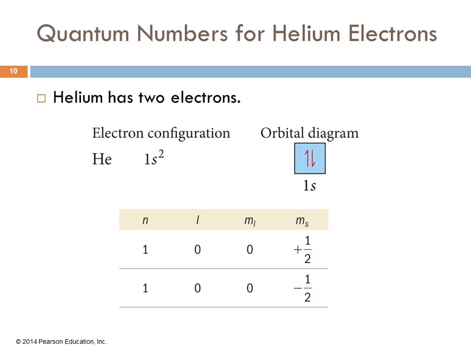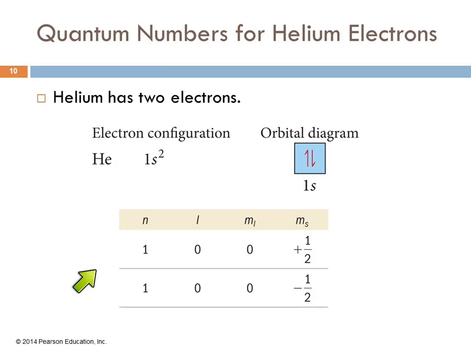So let's look at helium. The electron configuration for helium is 1s2. And that tells us in principal energy level 1, in the s orbital, there are 2 electrons. The orbital diagram would look like this. Here's the box for the 1s orbital, and we have 1 electron with spin up and 1 with spin down.